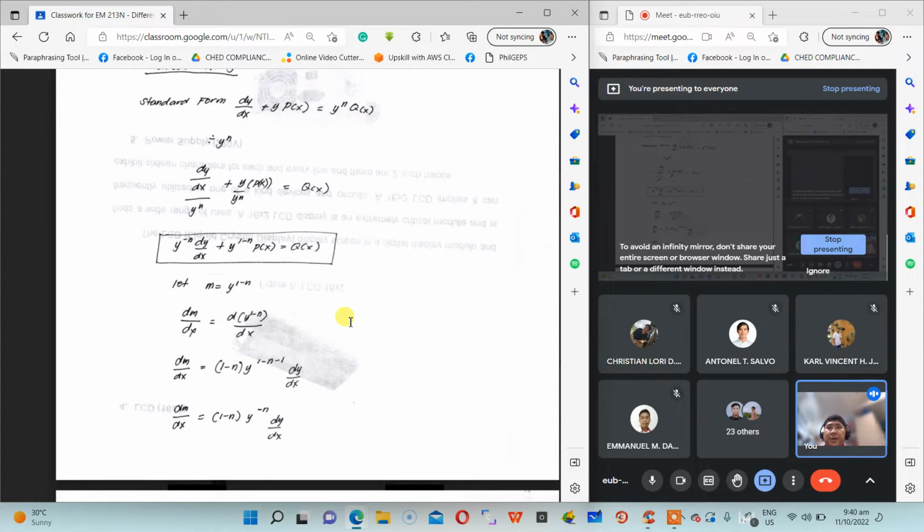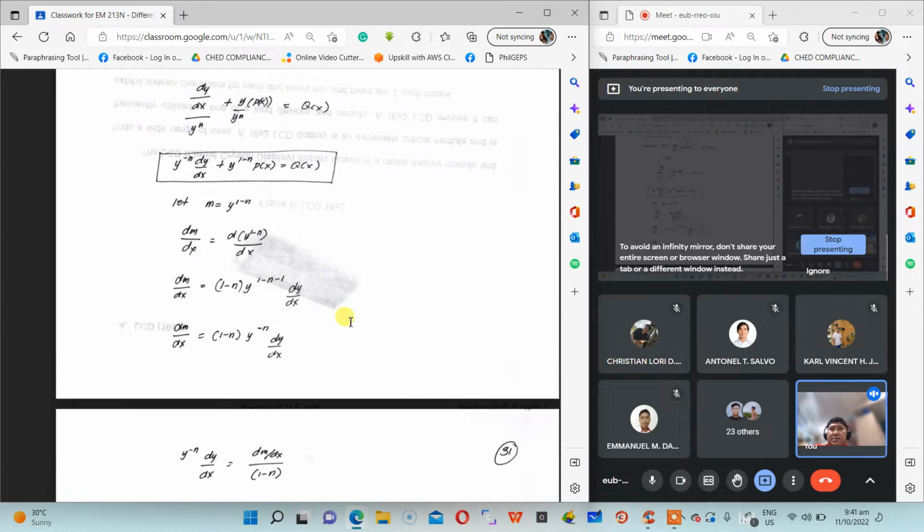From here, you just simply derive your m. So the derivative of m is dm over dx, with respect to dx, as you can see in the given. Your m is just y raised to the power of 1 minus n. So derive that one, divided by dx. Your power is multiplied with y to the minus 1. So 1 minus 1, that is 0. Therefore, you just have negative n. So the derivative of this is obviously this one, dy over dx.